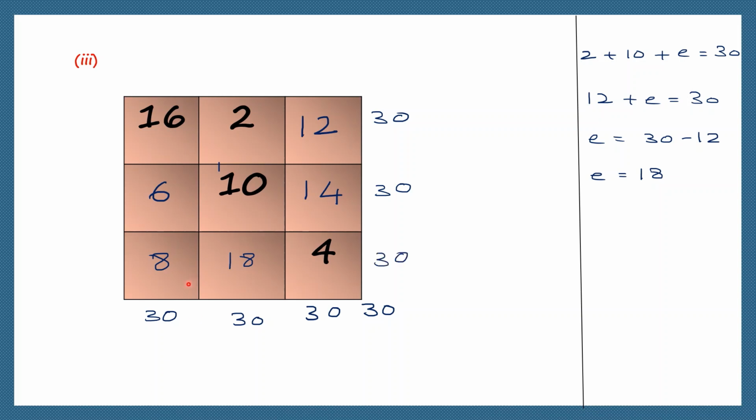Now let's take this diagonal. 8 plus 10 is 18. 18 plus 12 is 30. So can you see, even in this magic square, we've got 30 as the answer for the sum of the rows and the columns as well as the diagonals.